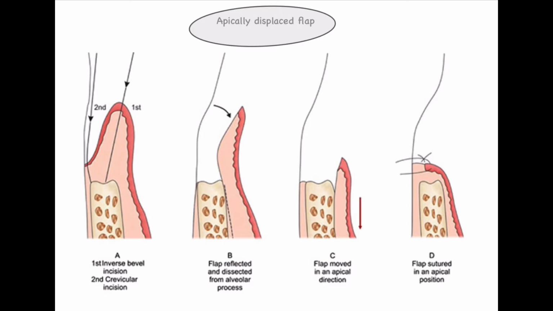And the flap has also been dissected from the alveolar process. So basically it is a mucoperiosteal or a full thickness flap which we have reflected here. And in figure C, what we are able to see is that the flap has been moved in an apical direction, and then in figure D it has been sutured to the new position, that is apical to its original position.